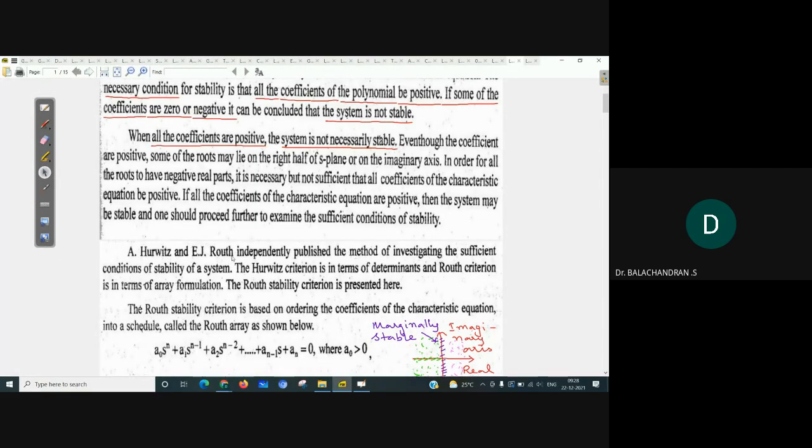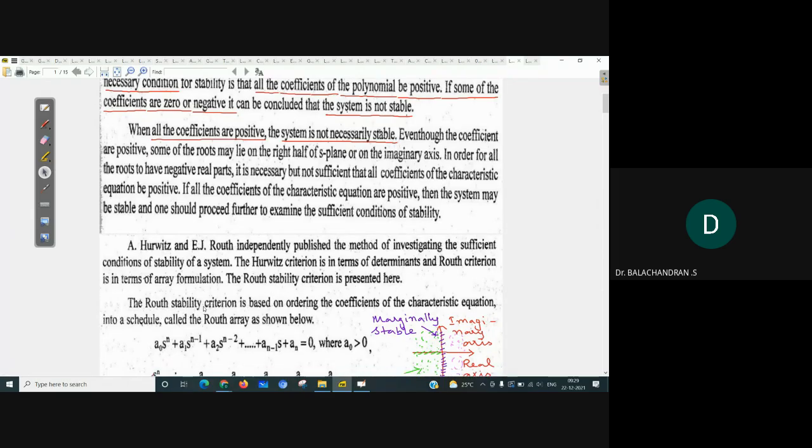Hurwitz and Routh independently published the method of investigating the sufficient condition of stability of a system. The Routh-Hurwitz criterion is in terms of determinants, and the Routh criterion is in terms of array formulation. So the Routh stability criterion is presented here.